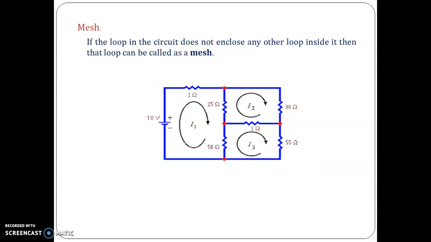Next one, mesh. If a loop in the circuit does not enclose any other loop inside it, then the loop can be called a mesh. What does it mean? A single loop can be called a mesh. A mesh should not contain two loops inside. So here, the first arrow mark, that is I1, is one mesh, I2 forms a second mesh, and I3 forms a third mesh.